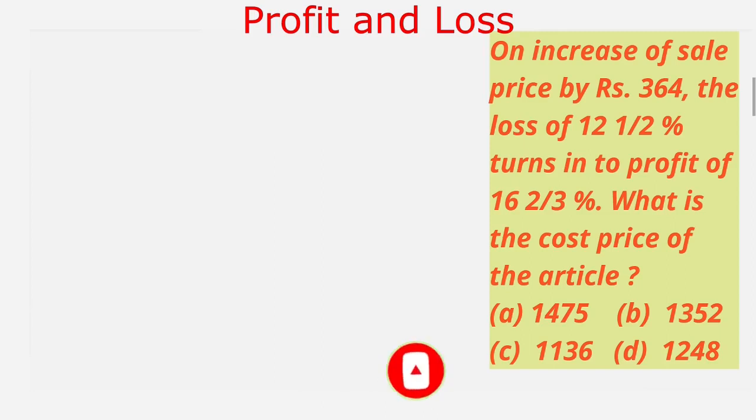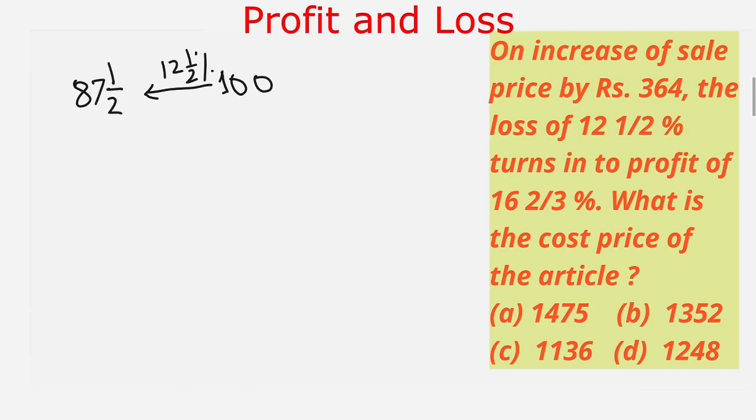Let CP be 100. Earlier there was a loss of 12.5%, that is 12.5 on 100. If we subtract this from 100, we get 87.5. The earlier selling price was 87.5 and cost price was 100. Now by increasing the selling price by 364, this loss turns into profit of 16 and 2/3%, that is 16 and 2/3 on 100. On adding, we get the new selling price as 116 and 2/3.